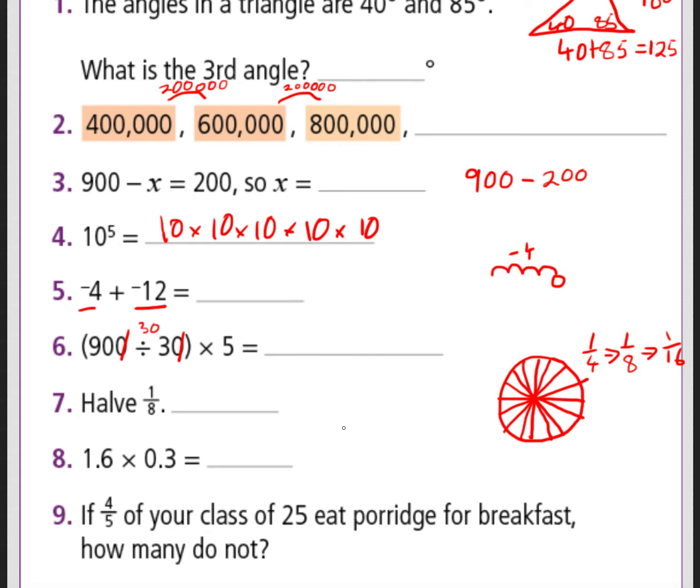Number 8, we've 1.6 multiplied by 0.3. So you do that sum, and to decide where your decimal goes, you count up how many numbers there are after a decimal in the sum, and there's 2 of them there. So you'll be moving your decimal in 2 places from the right hand side.